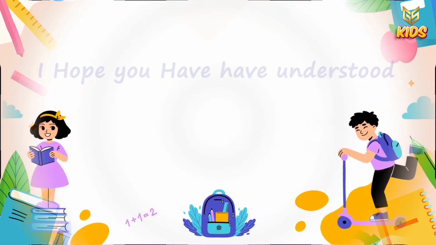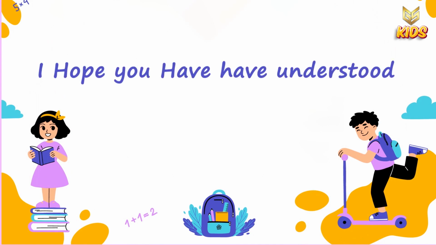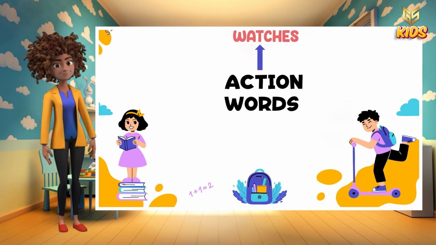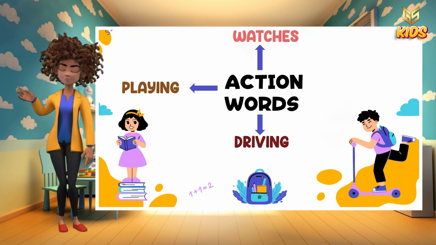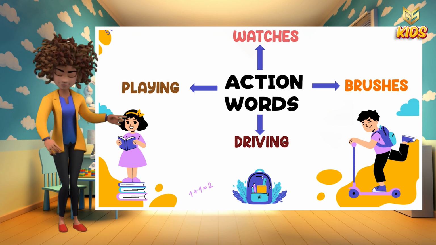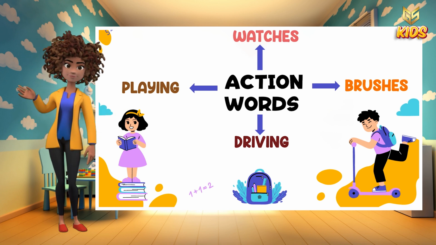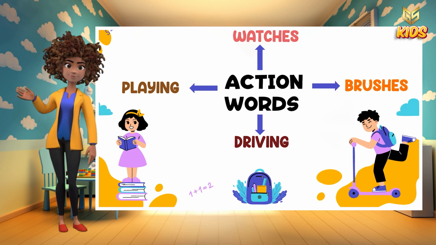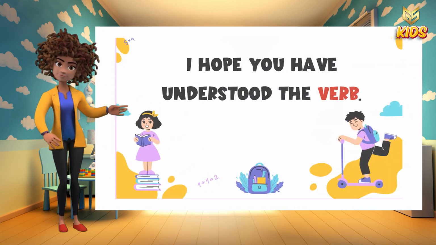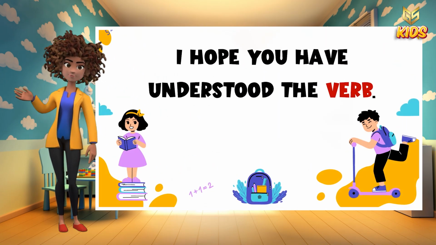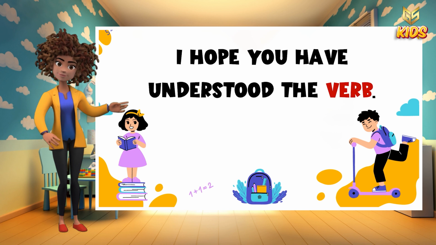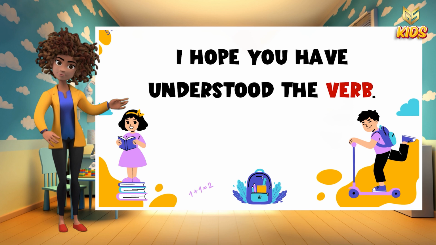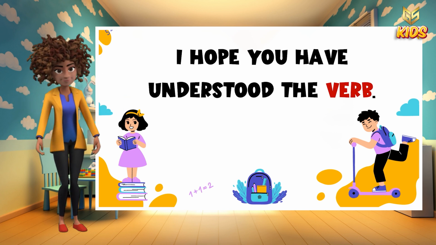So children, I hope you have understood what is action word and what is verb. Look here. Action words are watches, playing, driving and brushes. These are all action words. So these are all verbs. Okay? There are many more verbs which are all action words. I hope you have understood now the verb. Right, children? So, do watch and practice this video again. Do practice at your home what is noun, pronoun and what is verb.